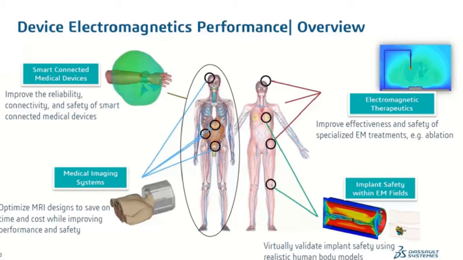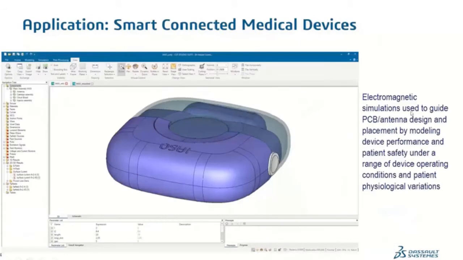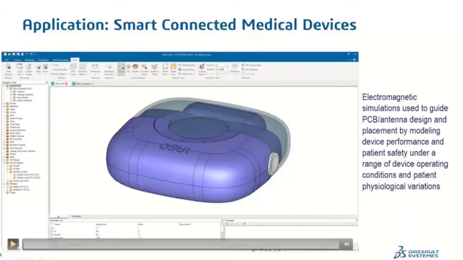And finally, on the top right, we see an emerging class of use cases around the use of electromagnetic energy for therapeutic purposes. Perhaps the main example here would be electromagnetic induced tumor ablation, where it is important to apply the right dose of energy in the right location to efficiently excise cancerous regions while causing minimal damage to the surrounding healthy tissue. As before, let's take a look at one of these applications in practice.